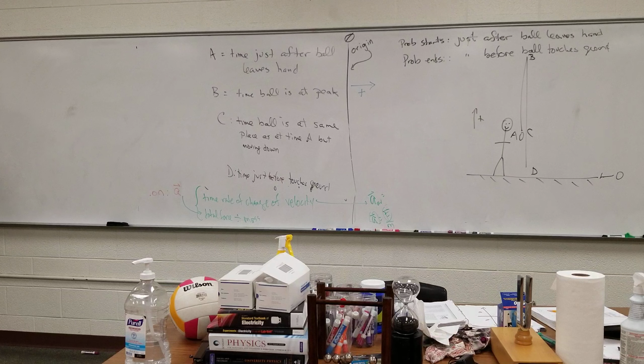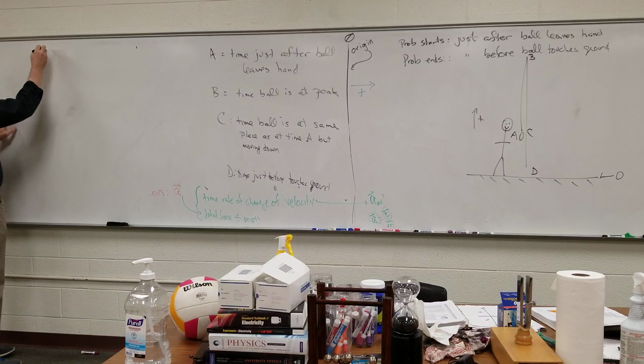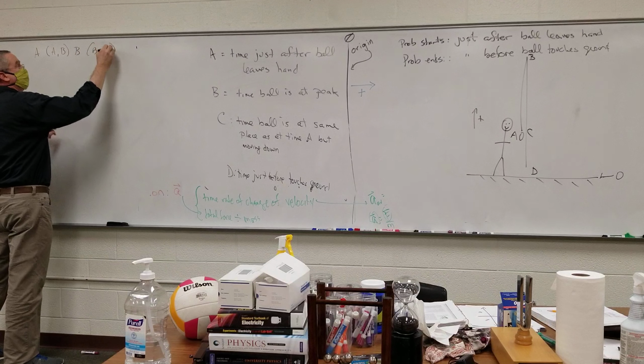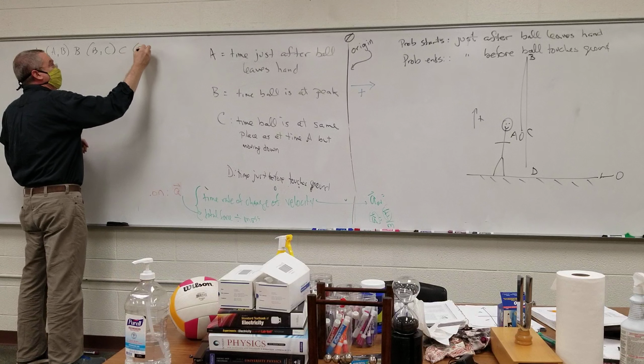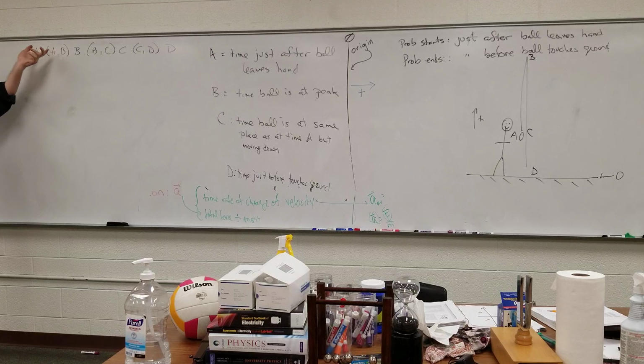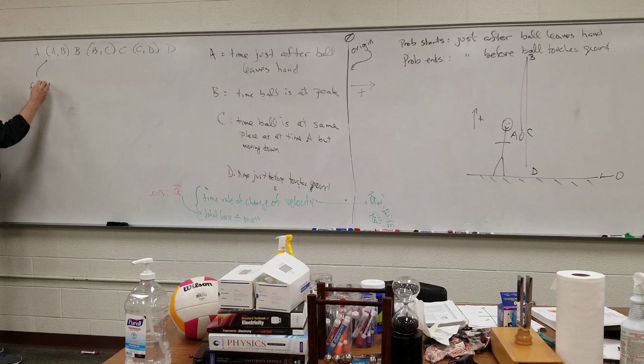There are seven segments of time we need to consider here. Time A, between A and B, time B, between B and C, time C, between C and D, and time D. Now this notation right here is something that you will see on old tests as well as right now. When you see the parentheses around it, this is saying from time A to time B, not including time A, not including time B. So this would be from A to B, not including A or B.